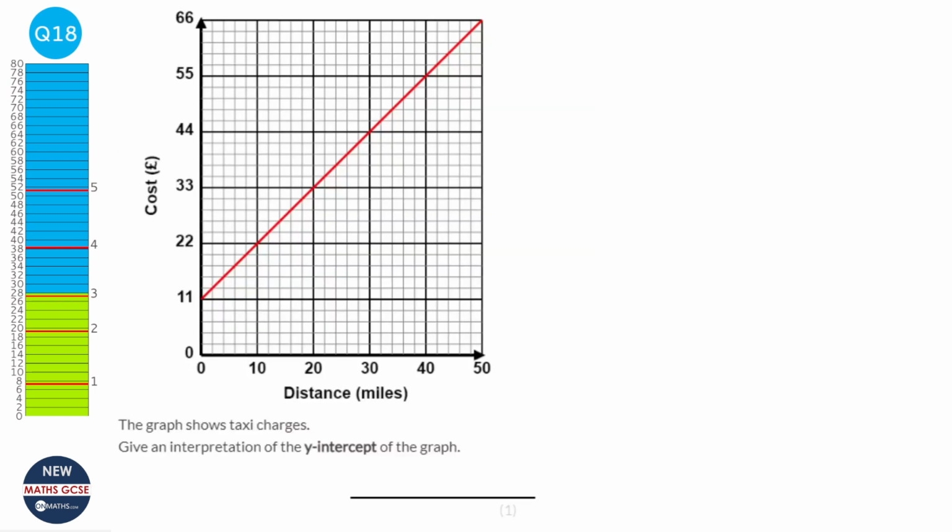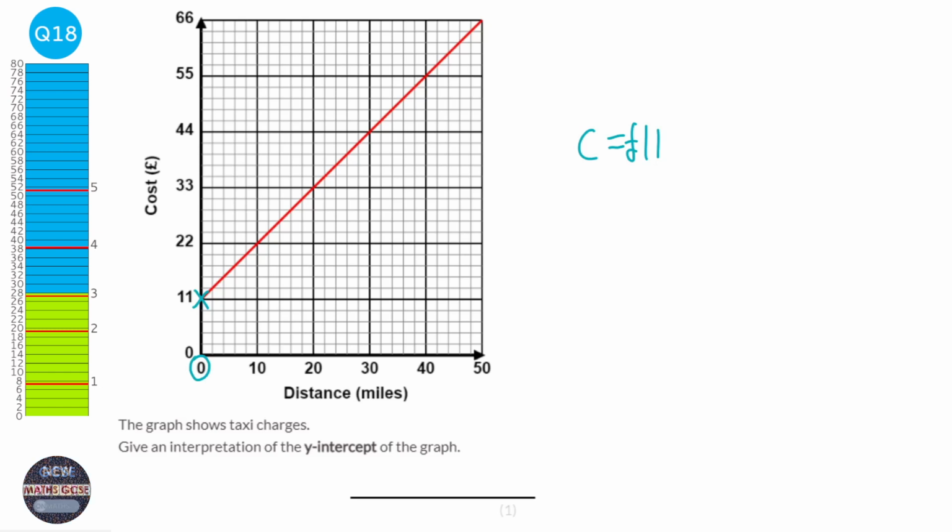We've got to first of all find out what the y-intercept is, and the y-intercept is just where our line hits the y-axis. So the y-intercept, which we sometimes call C, is 11. Now, what's that 11? What units is it? Well, it's 11 pounds, because our y-axis is in pounds. But what does that mean for the taxi company? Well, how many miles have been travelled on the y-axis? Well, 0. So at 0 miles, we've had to pay the taxi driver £11.